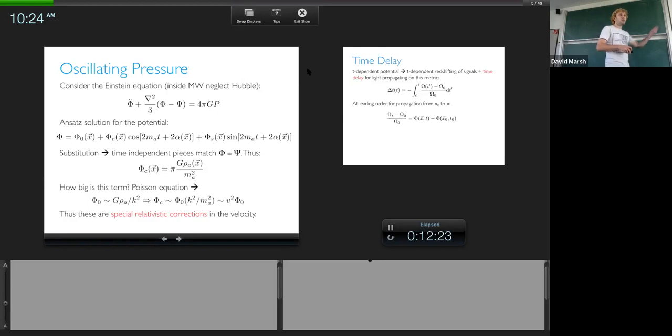k squared over m squared is the typical velocity squared. That's just because k is a spatial derivative, the momentum operator, so k gives you mv. So you see that k squared over m squared is of order v squared, and thus this time oscillating contribution to the potential is suppressed by the velocity squared relative to the time-independent part. This is why you tend to drop time derivatives of potentials when we take the non-relativistic limit, and why none of these terms appear in the Schrödinger-Poisson equation. But when we're including the relativistic corrections, they do.